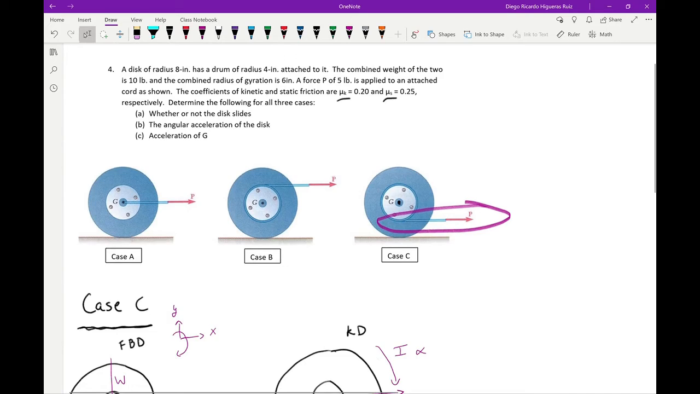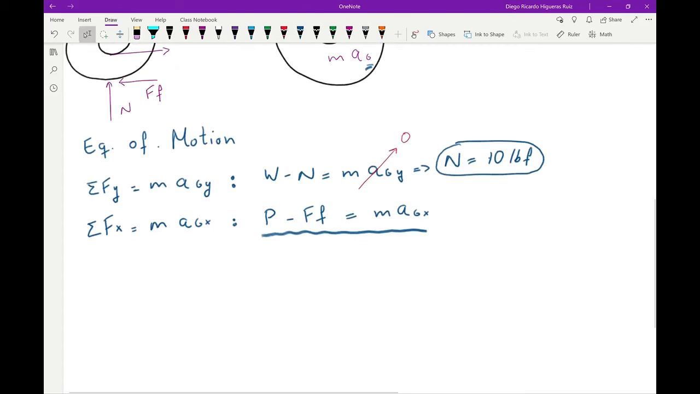Yes, we know it's 5 pounds force. Do we know the friction force? No, we don't know, but I'm just gonna make parentheses right here. F is equal to the normal force times mu. Mu S or mu K, depends on the problem. If it's sliding, then it's gonna be mu K, and if it's a static problem, it'll be mu S.